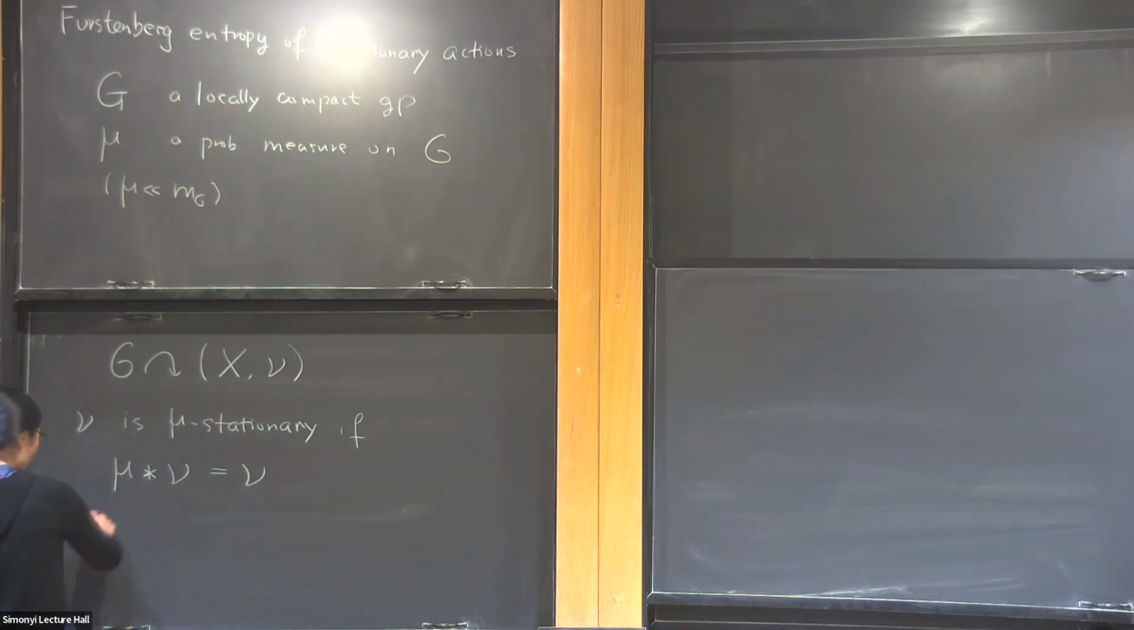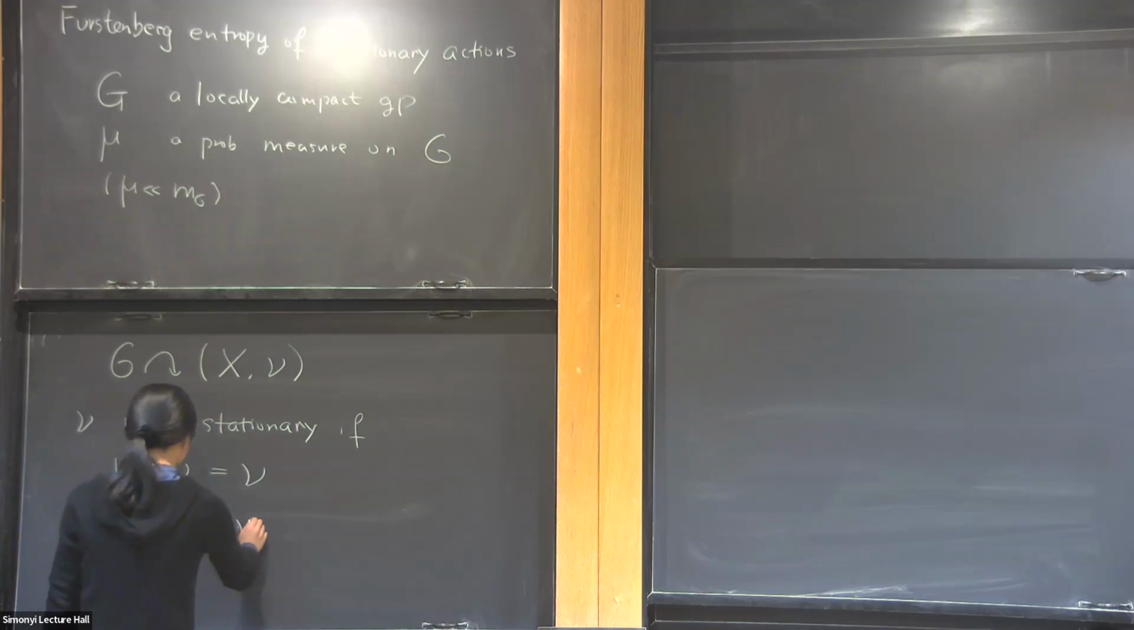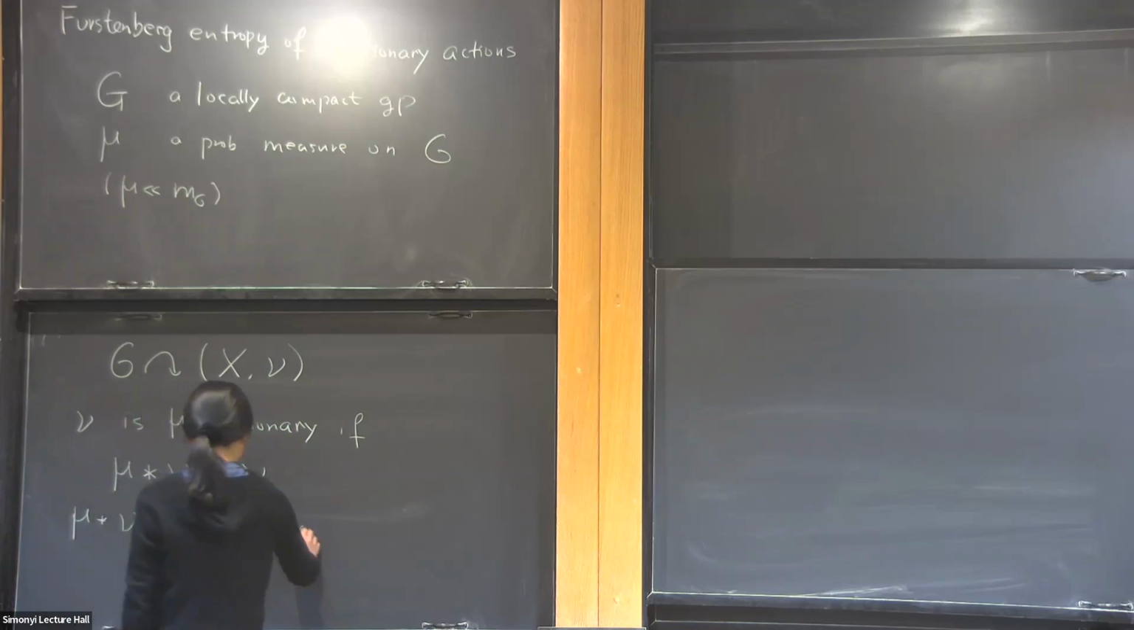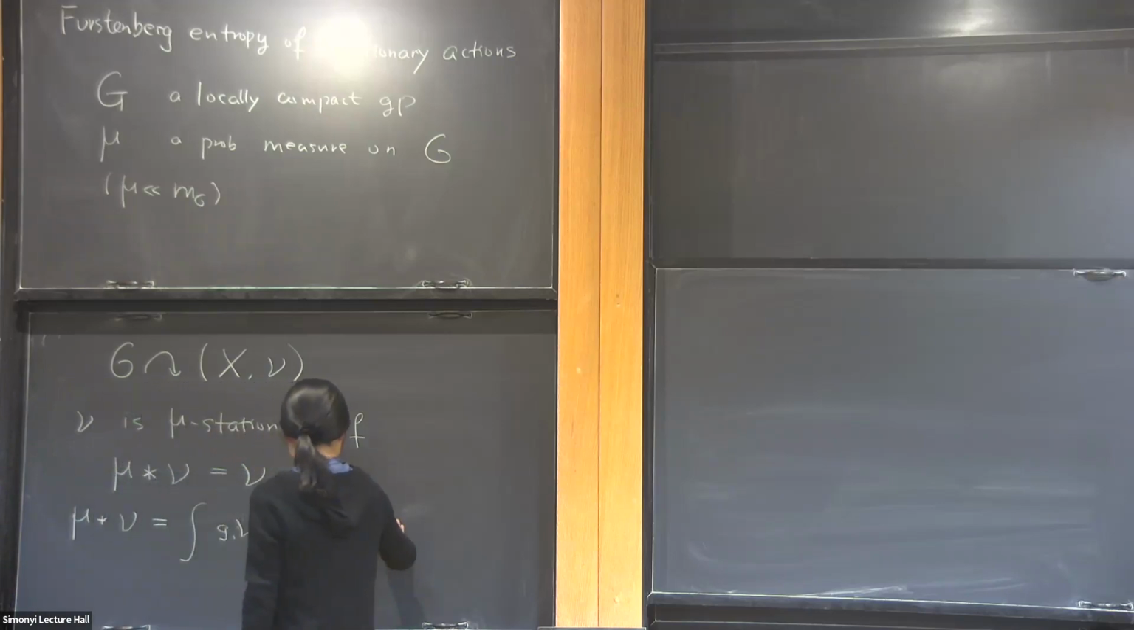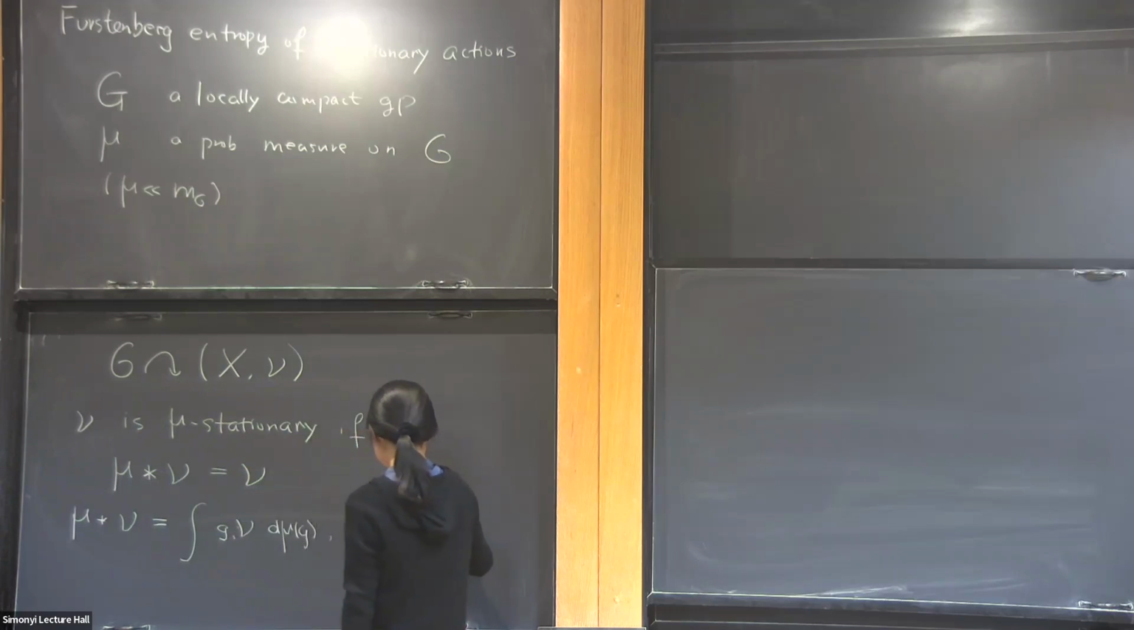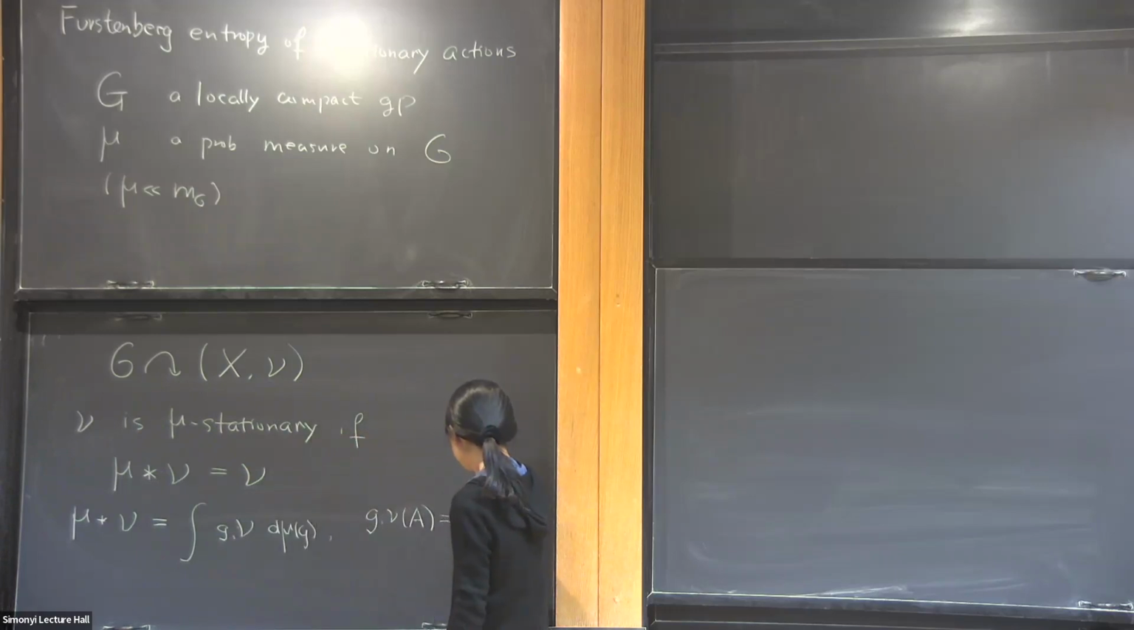So this is the definition. If you want, you can write out what the convolution means. It is the integration where you move your measure and average, and here you act on the measure in the usual way.